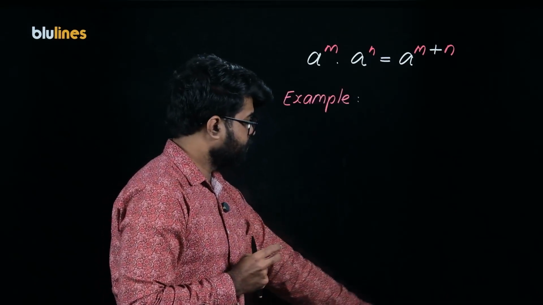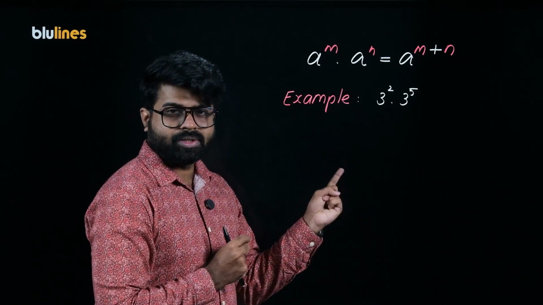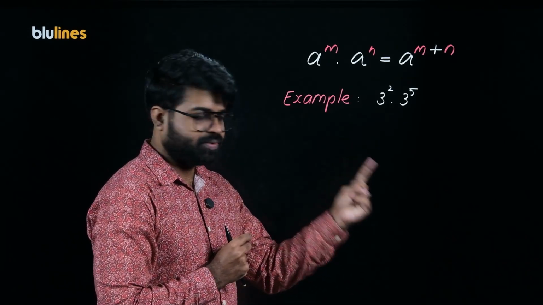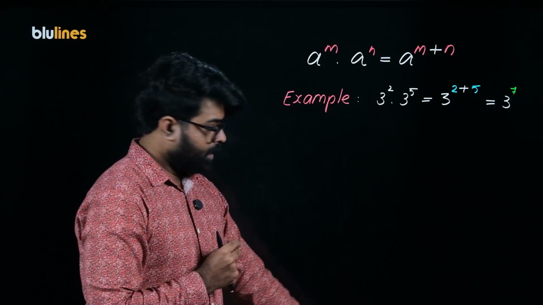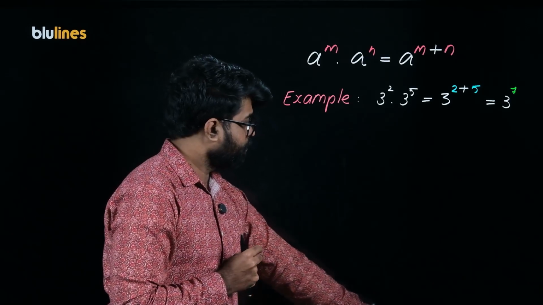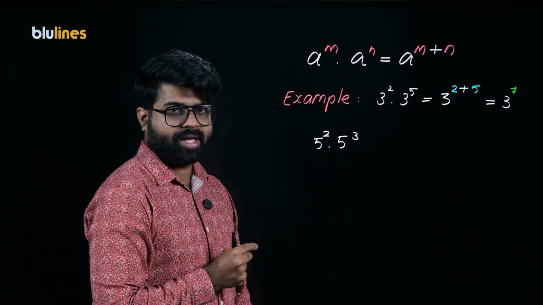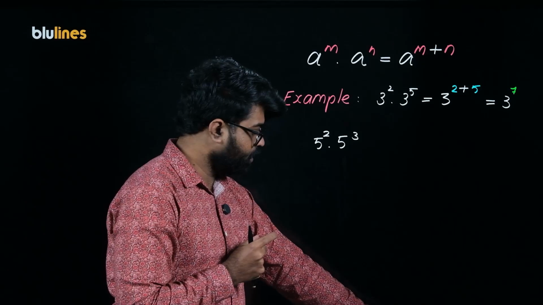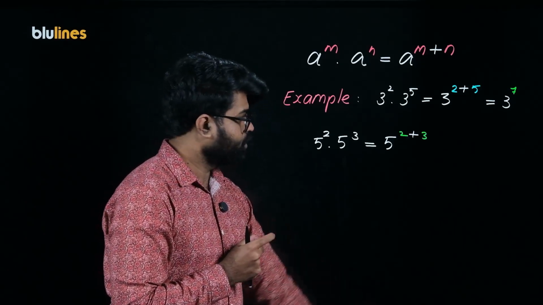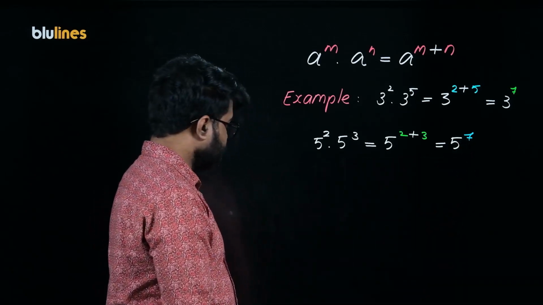Now we can go for some examples. First, 3 square multiplied with 3 raised to 5. You have the same base and different powers. So what is the answer? 3 raised to 2 plus 5, which is equal to 3 raised to 7. Another one, 5 square multiplied with 5 cube. You have the same base, different exponents. You can add powers. So 5 square into 5 cube is equal to 5 raised to 2 plus 3, which is equal to 5 raised to 5.